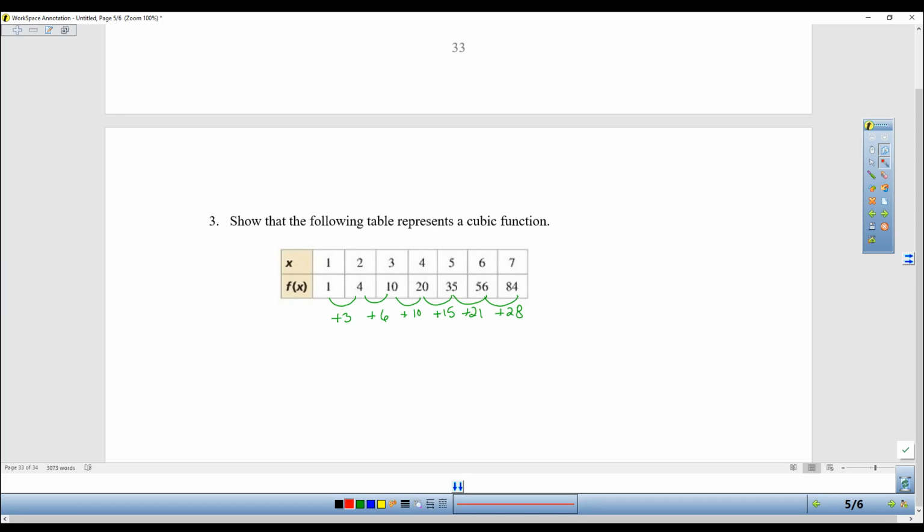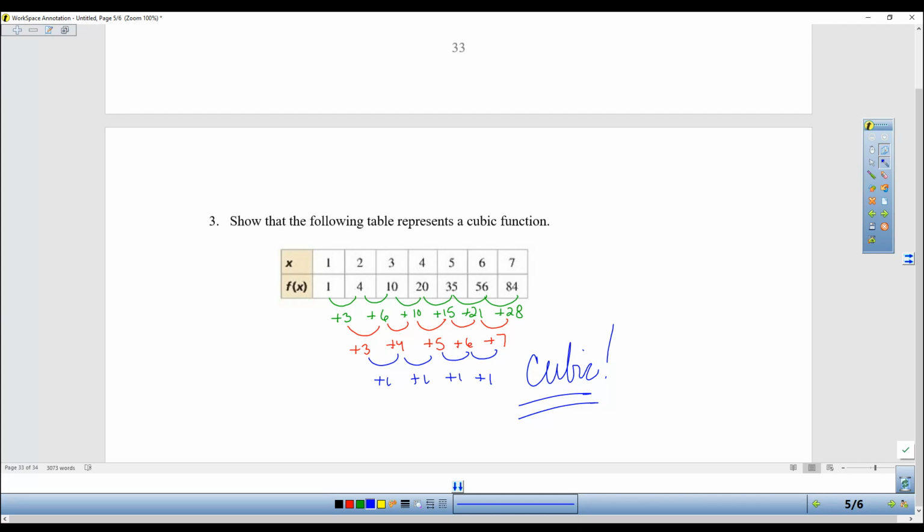And of course, so it's not linear. So I do it again, up by 3, up by 4, up by 5, up by 6, up by 7, not quadratic. +1, +1, +1, +1. So since it's on the third set of loops, it is cubic. And that's pretty cool.